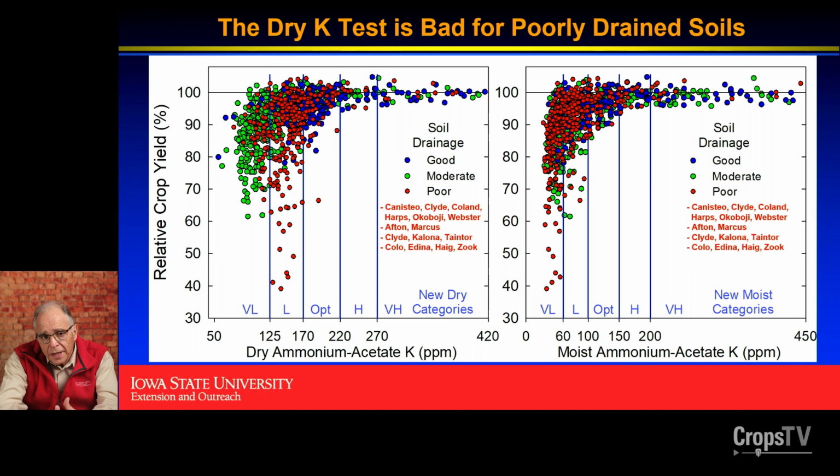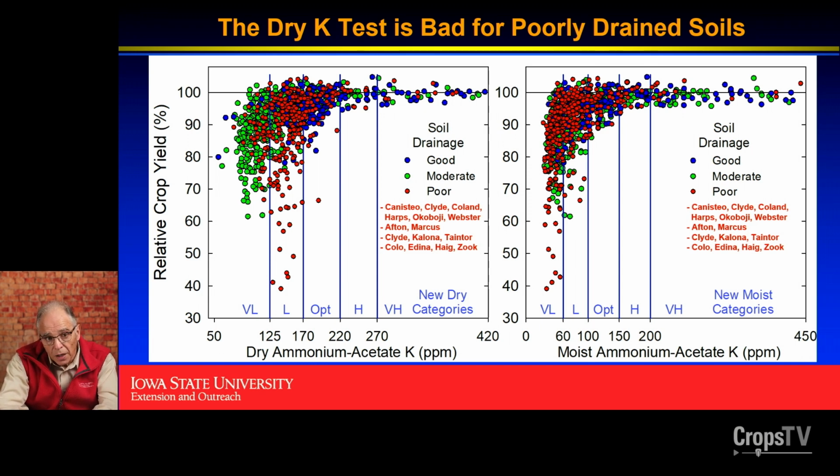And why is it that we say the drainage is important? Because if you look at the dry test, it's obvious that something is wrong with many of those red points. If you look at the relative crop yield of about 70 or 75 or lower, that means that it's a huge response. They are in the low category. They should not be there.